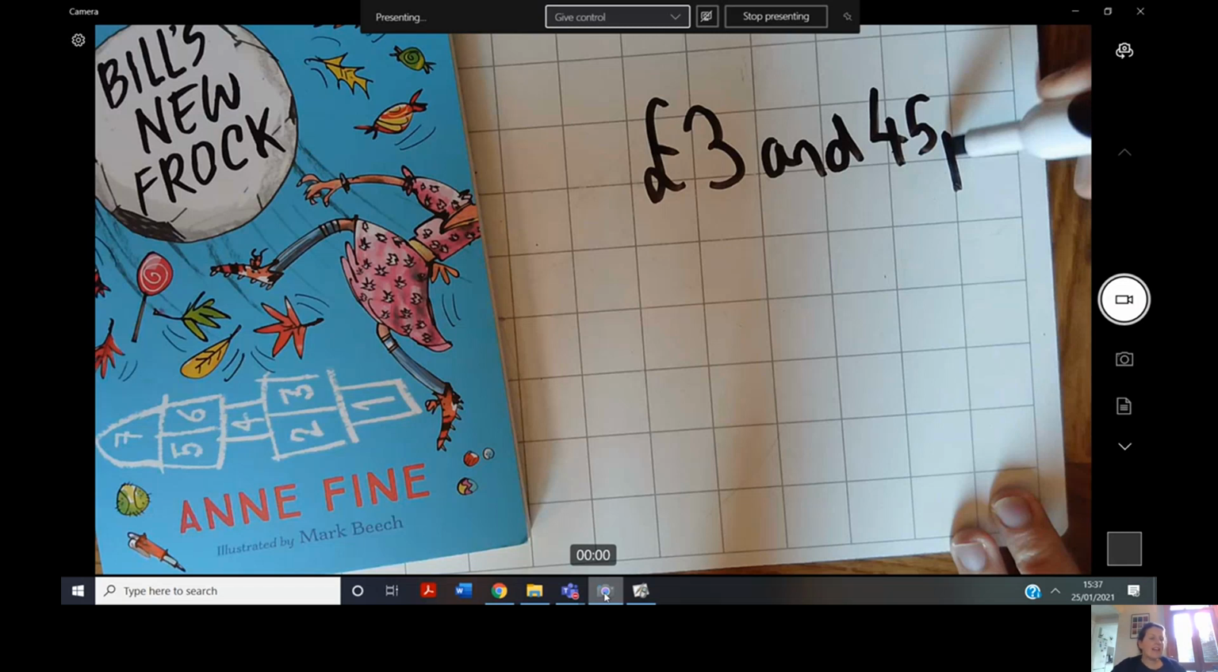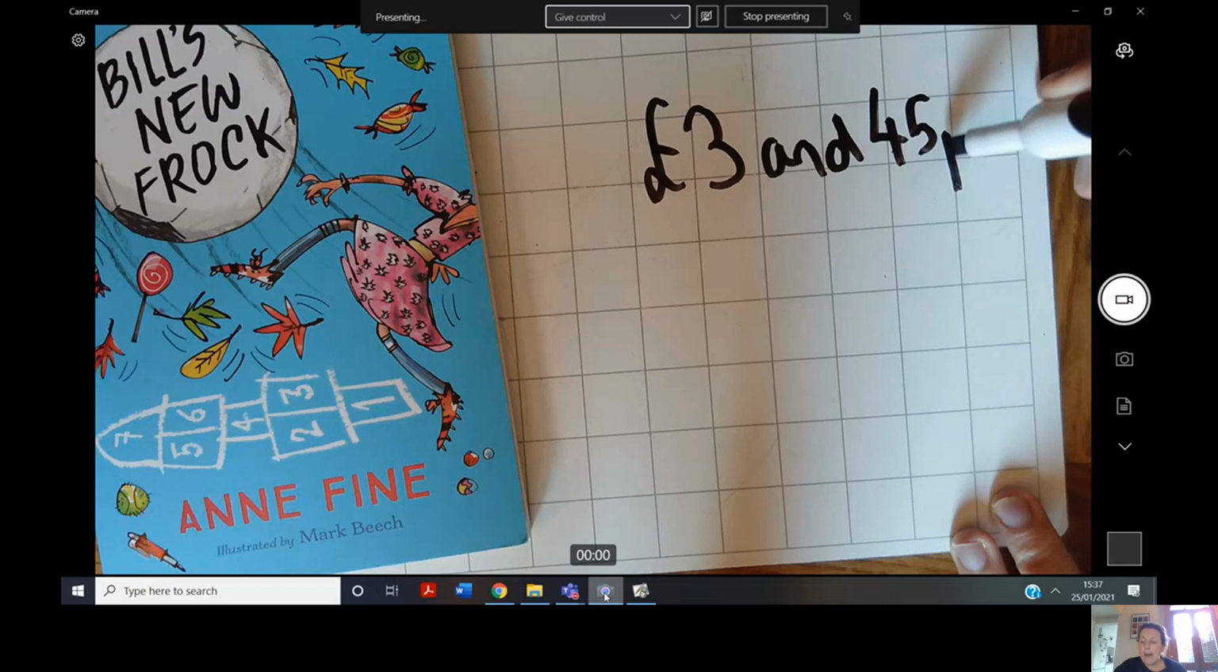How many pence are there in £3? Well, let's remember our key fact. £1 is equal to 100 pence. £2 is equal to 200 pence. Therefore, £3 is equal to 300 pence. So combining my 300 and my 45, I get 345 pence. My book is £3.45 or 345 pence. They're exactly the same thing.